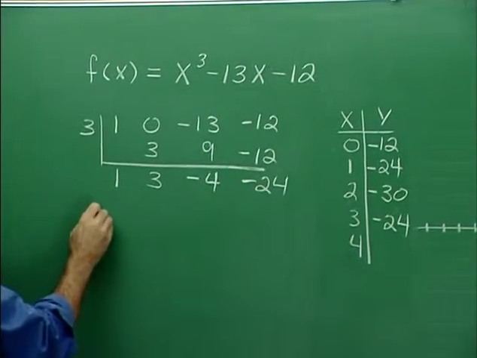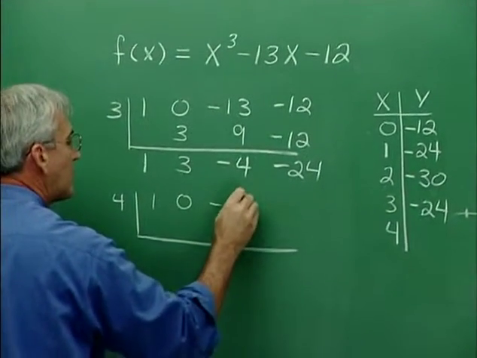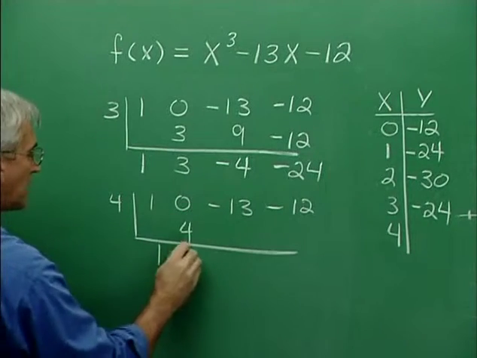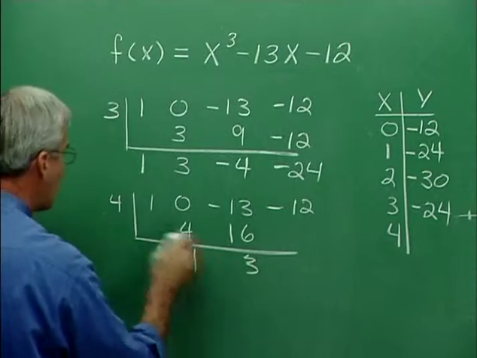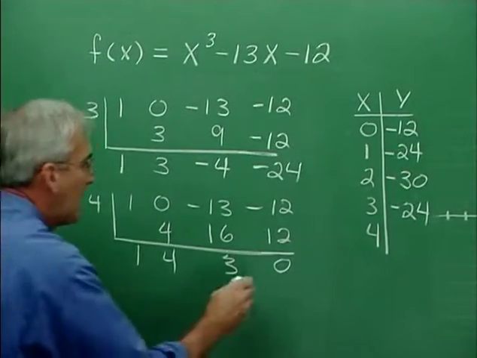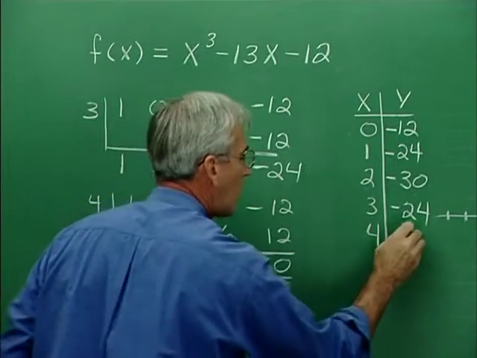Then f of 4 is found by, let's see, 1, 0, negative 13, negative 12. Bring down the 1. 4 times 1, 4. Together 4. 4 times 4 is 16. 16 minus 13, 3. 4 times 3, 12. 0. Oh, happy day. We have a 0 of our function at 4. So 4 goes to 0.